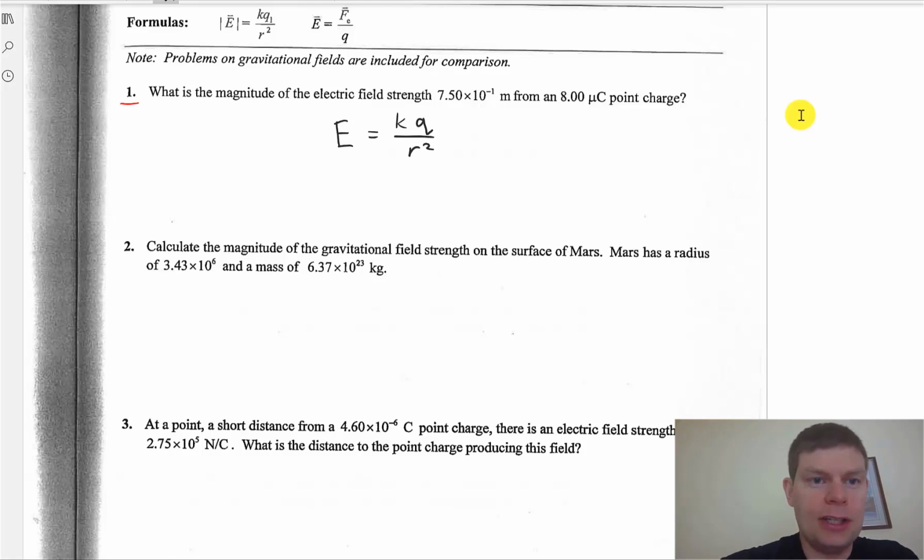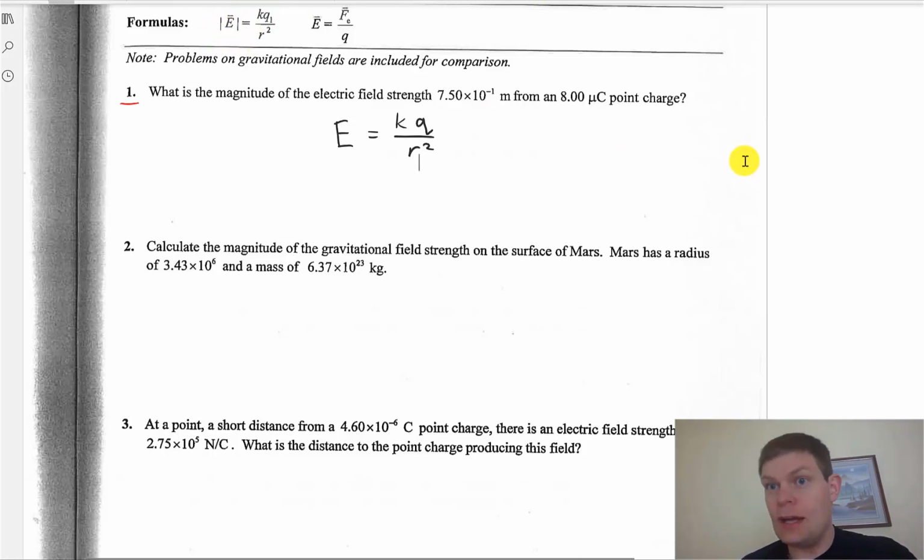By the way, these straight lines right here indicate that it gives you the magnitude of the electric field strength. It doesn't tell you the direction. You'll have to look that through for yourself to figure that out.